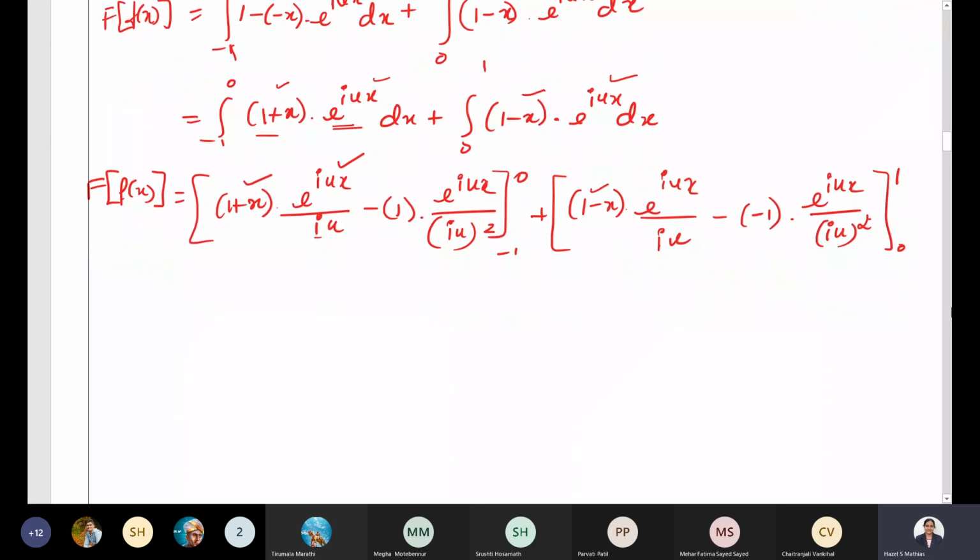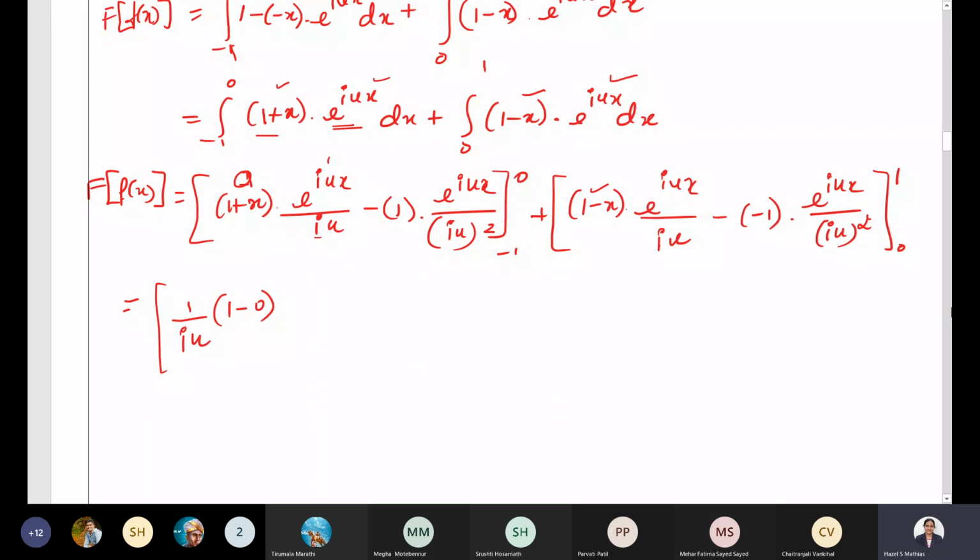Okay, let's move on then. Let's substitute the limits. What do we get when we substitute the limits? Say the upper limit is 0. So what happens when you put the upper limit as 0? Here we get 1 plus 0, which is 1, e power 0 is 1. So we will get 1 divided by iu when I put the upper limit. Then next put the lower limit, that is minus 1. So when you put minus 1 over here, this entire term will become 0. So the lower limit, when I put minus 1, it is going to be 0.